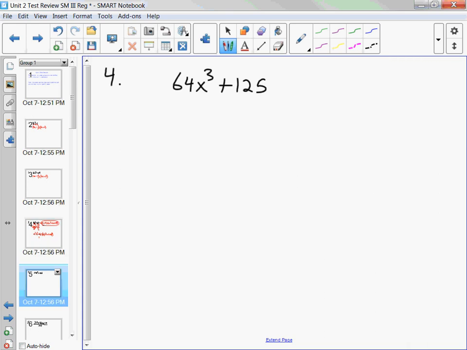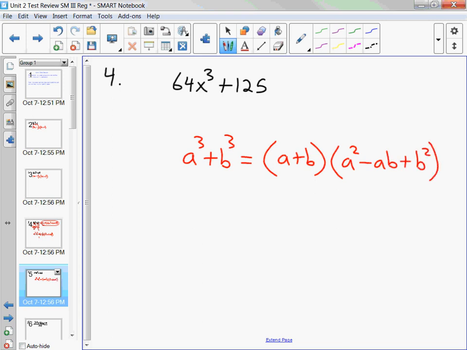Okay, this one is a sum of 2 cubes. It's the same formula, a cubed plus b cubed, except that's a plus sign right there. So in the formula, we just have a couple of signs that change. So this is going to be a plus b times a squared minus ab plus b squared. That is the formula for a sum of two cubes.